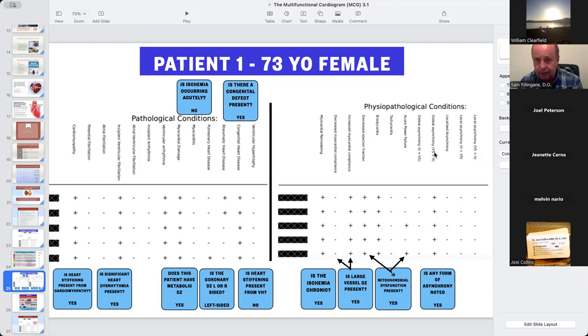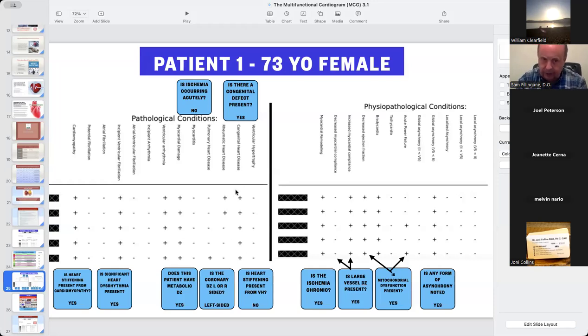But nonetheless, despite the collaterals, this patient's in quite a bit of danger. And I'll show you why in just a second. The next thing we want to know is, does this patient have a congenital heart defect? And the answer is yes. There is a 5 out of 5 positivity.